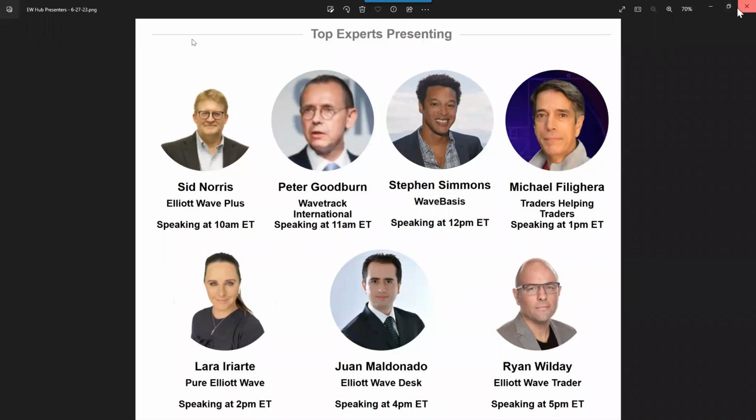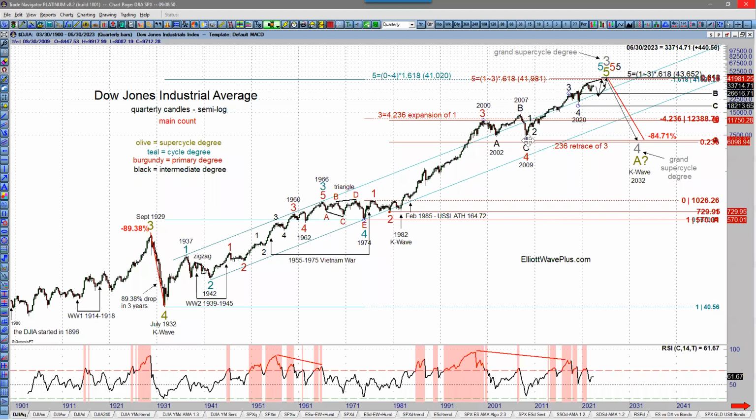But it was in fact Peter Goodburn that in early, I would say in 2010, so that was shortly after the low in 2009, set Fibonacci targets on the Dow Jones Industrial Average for a 5th wave up that would reach up in the neighborhood of 42,000 on the Dow.